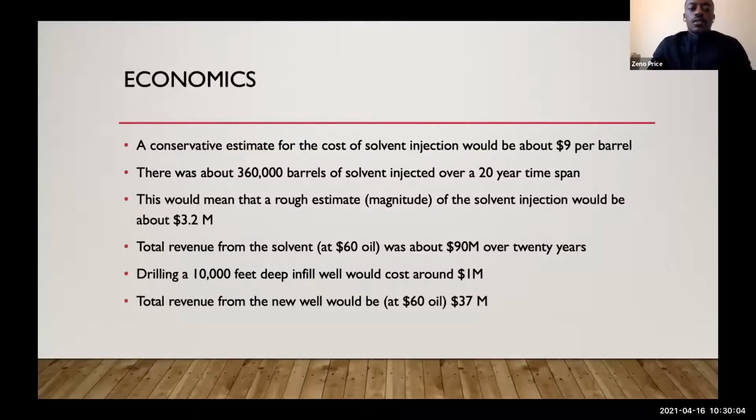Economics. So as far as economics, we're talking in order of magnitude, not exact cost. So as an example, is this going to cost us $100,000 or $1 million or $10 million? So a conservative estimate for a cost of solvent injection would be about $9 per barrel. There was about 360,000 barrels of solvent injected over a 20-year time span. This would give us a rough estimate of the solvent injection being about $3.2 million.